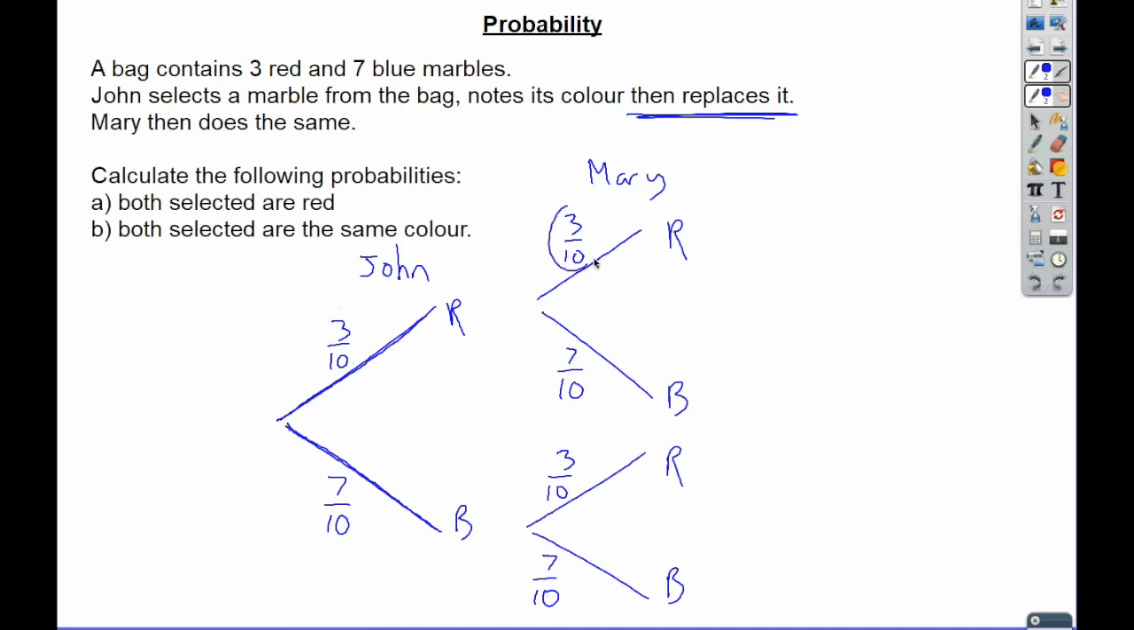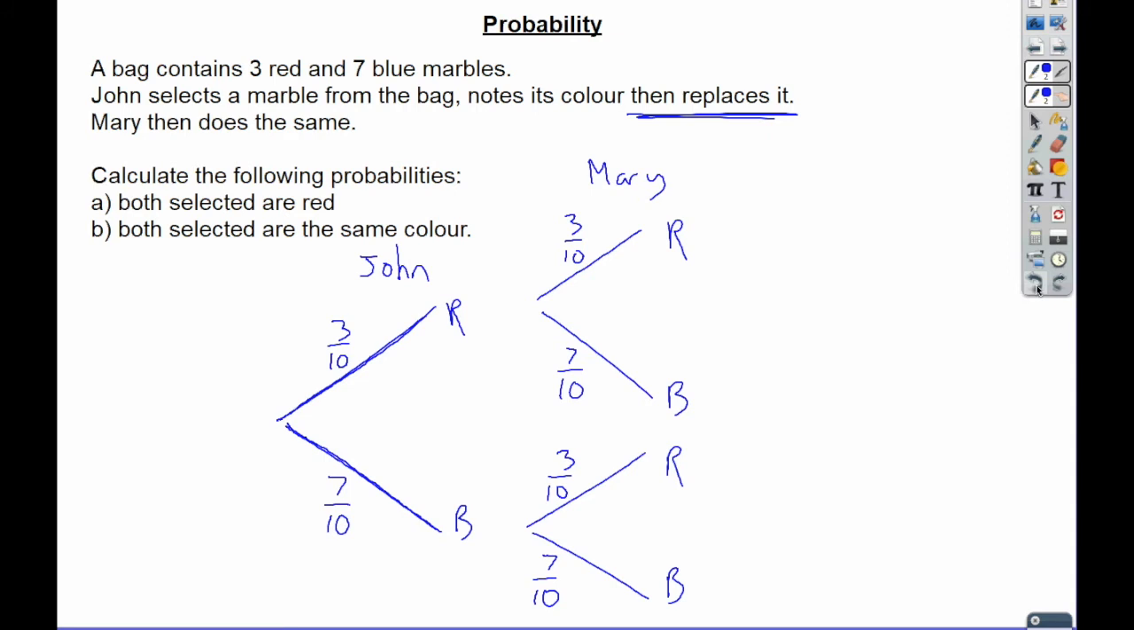And then look at the next pair of branches. Mary can either choose red or blue. There's no other possibilities happening, and the same again for the last pair. So just to check you've done this correctly, each pair of branches should add up to 1. Now let's go through the probabilities of what could actually happen after both of their selections.